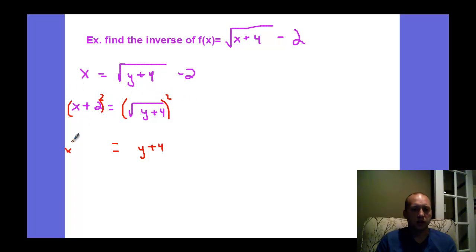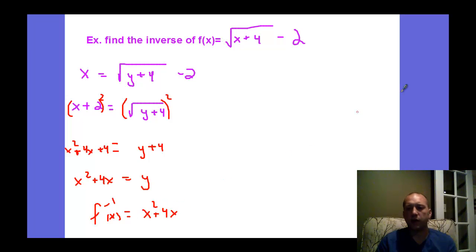We get x squared, not plus 4, plus 4x plus 4. We get the trinomial, so you have to FOIL that. Then I can subtract the 4, so you have x squared plus 4x equals y. So that would be the inverse function. So the inverse function of x is equal to x squared plus 4x. Not too bad. But this problem is not done yet.